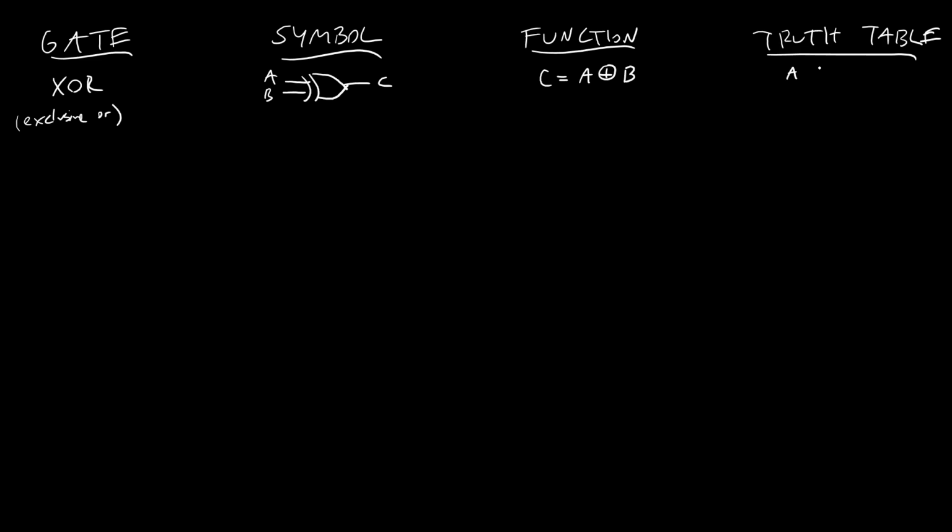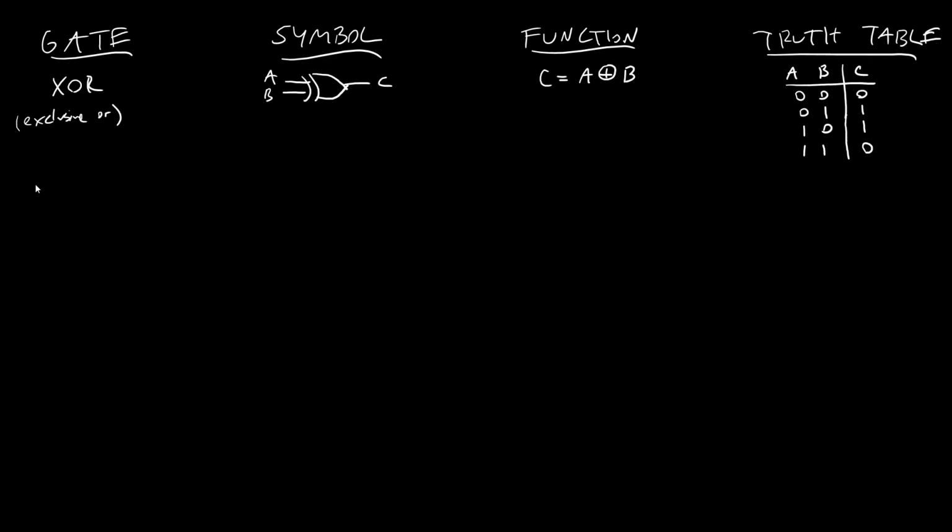And then the truth table, inputs A, B, output C: 0 0, 0 1, 1 0, 1 1. Again, it is only going to be high if one but not both of the inputs are true, so it looks like that.